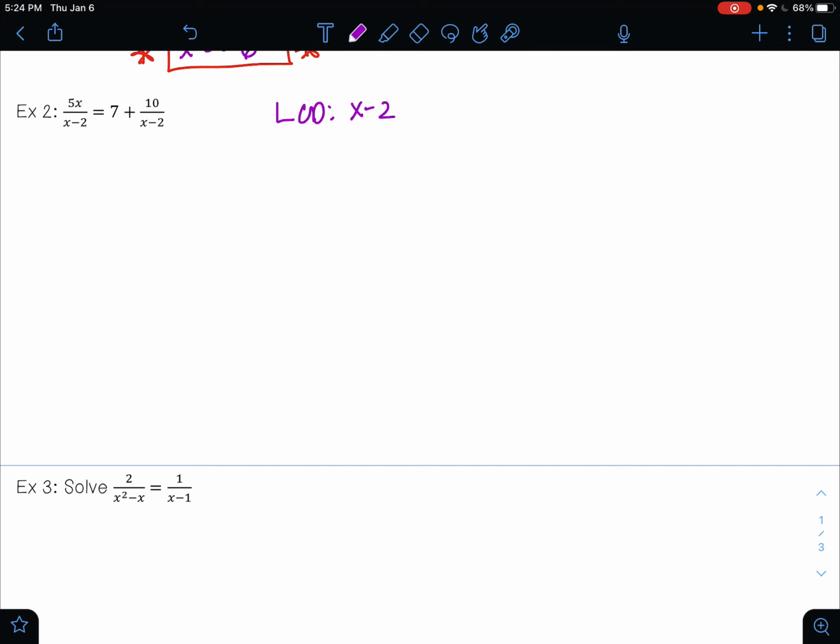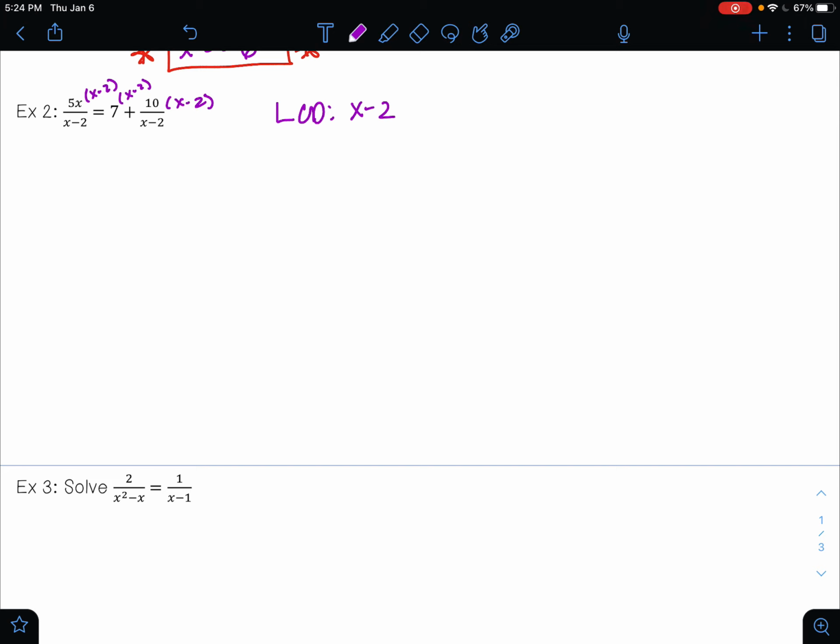When you're multiplying, you have to multiply every single term. So I'm going to multiply this fraction by x minus 2. I'm going to multiply 7 by x minus 2. And I'm going to multiply the second fraction by x minus 2. Again, you're just multiplying the numerators because it's like over 1. And when you multiply fractions, you're multiplying straight across.